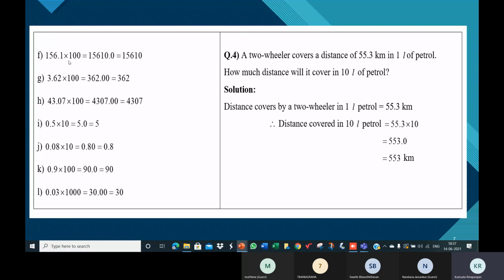So here you can see when we multiply by 10, 100 or 1000, the value increases. When you divide, the value decreases. When you multiply, the value increases. See, when you multiply by 10, 100, 1000 or 10,000 and so on, the value increases. You can see here 3.62 into 100.